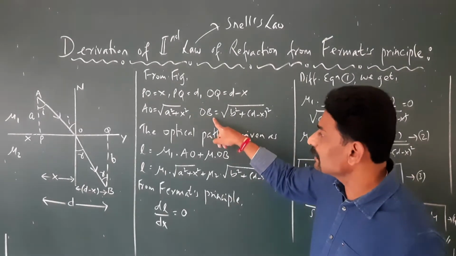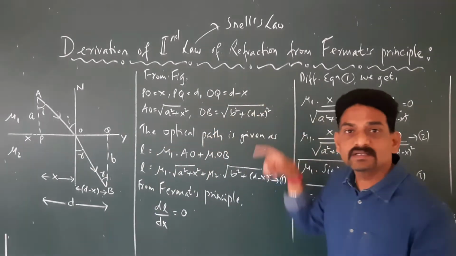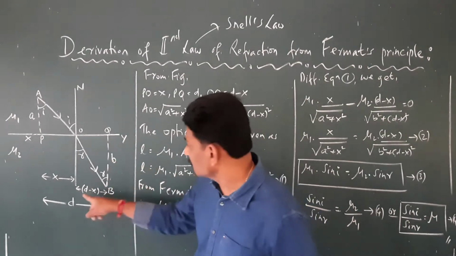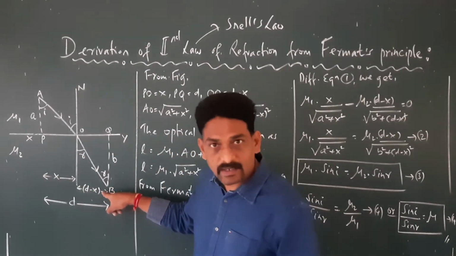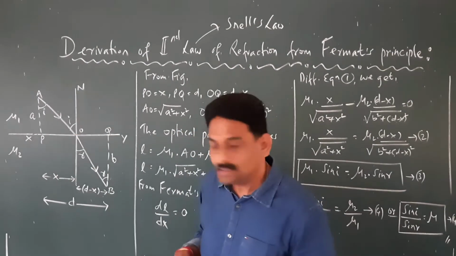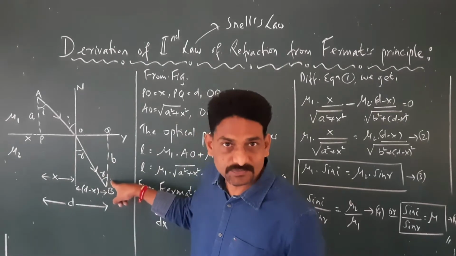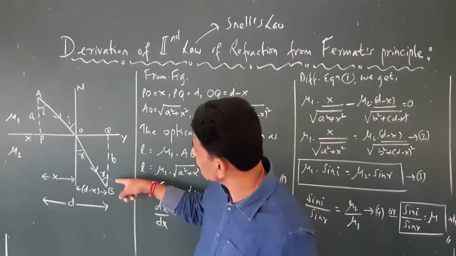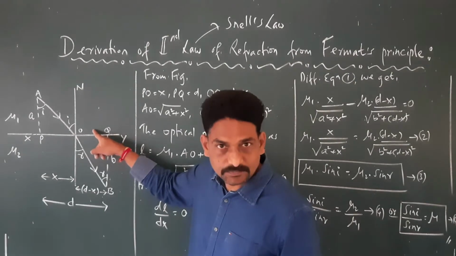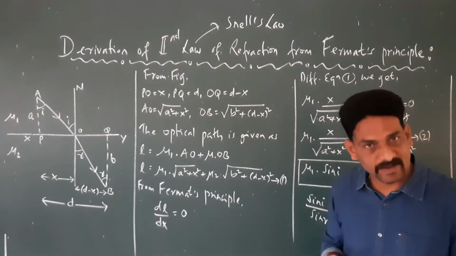Then what is OB? The distance OB is the square root of b square plus (d minus x) whole square. How? The distance from here to here is b, and from here to here is d minus x. The triangle BQO is a right angle triangle, so OB is the hypotenuse, which is the square of this plus the square of this, that is b square plus (d minus x) whole square. Therefore, the distance OB is the square root of b square plus (d minus x) whole square.